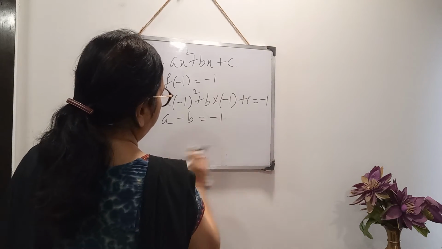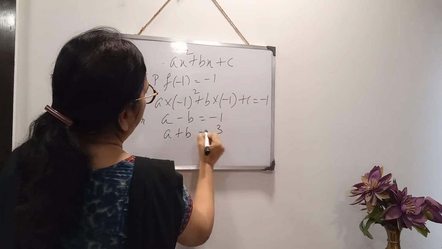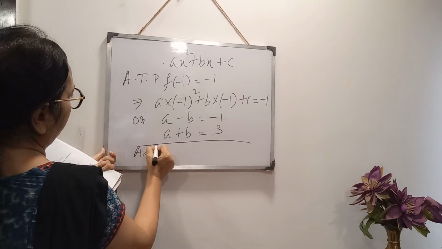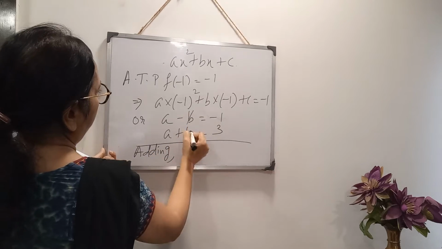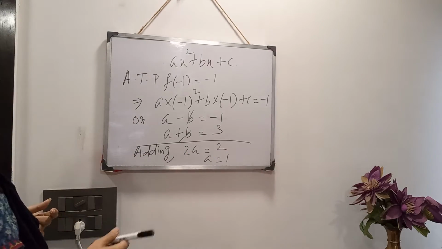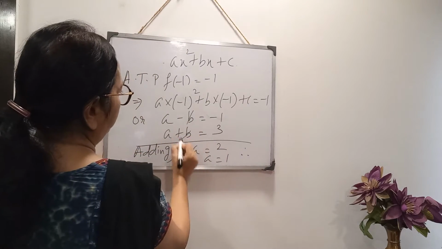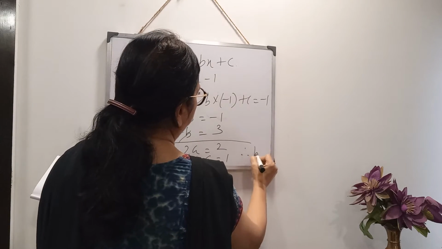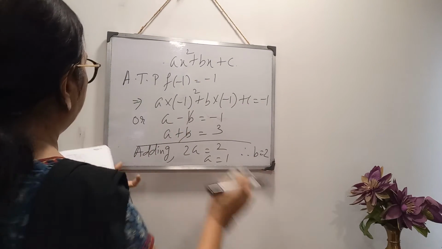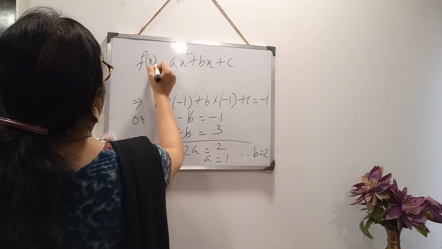Okay, a plus b is 3 and a minus b equals to -1. Then elimination method, adding, 2a equals to 3 minus 1, so a is coming 1. So if a is 1, plus b is 3, you will put the value of a here, then b will come 2. Clear? a is 1, b is 2.